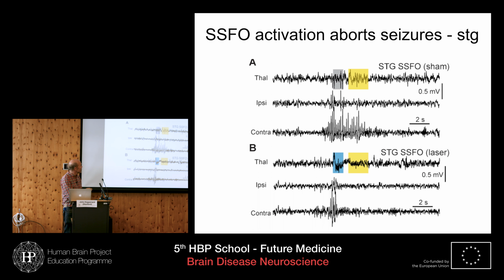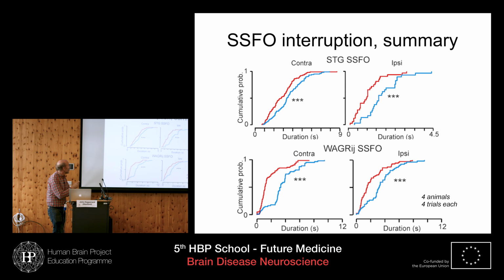Here's a detected seizure where we didn't apply any stimulus, but it's a sham manipulation, and you see the seizure continue. But here's a case where the seizure was detected, the blue light came on, and the seizure is instantly aborted. The statistics show that when we do this in many animals across many trials, we reduce the duration of the seizures when we switch their mode out of burst firing mode with this SSFO activation.